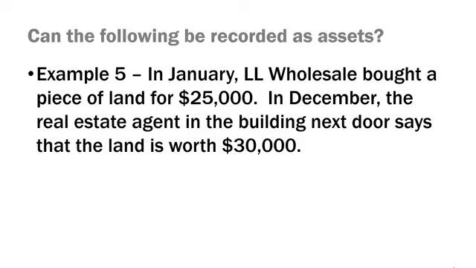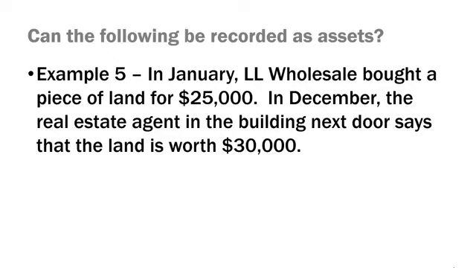So when LL Wholesale bought the piece of land for $25,000, it can record that on the balance sheet as an asset. The land was obtained in a past exchange or transaction, and it's expected to provide future economic benefit because it will be used for the company in its operations to generate future revenues. So yes, the land sits on the company's books as an asset at $25,000.